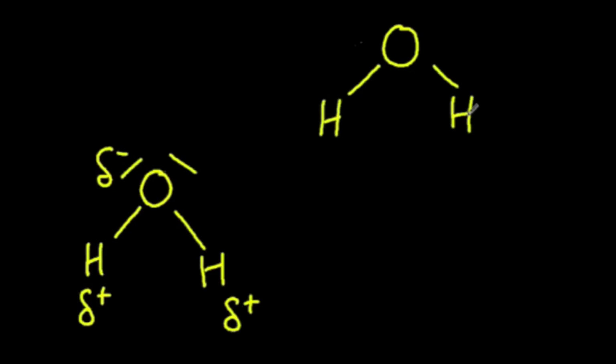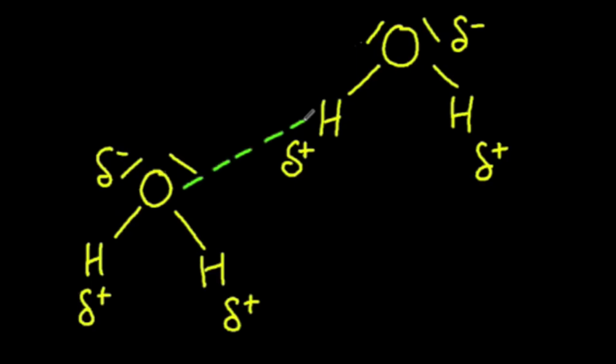Now when you put 2 water molecules next to each other, and each one obviously has the same kind of polarities, delta positive and delta negative, you find the delta positive on the hydrogen attracted to the delta negative on the oxygen of the other water molecule. This forms a hydrogen bond. The formation of this hydrogen bond results in cohesive forces between the 2 water molecules.